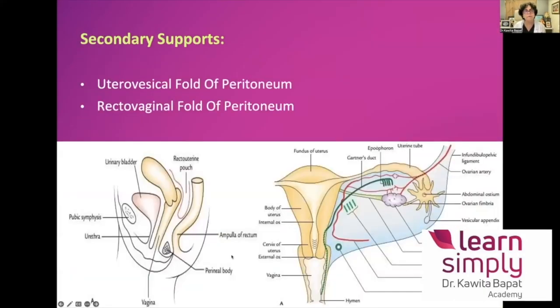Now the secondary supports: the uterovesical fold of peritoneum, the rectovaginal fold of peritoneum, and the broad ligaments.